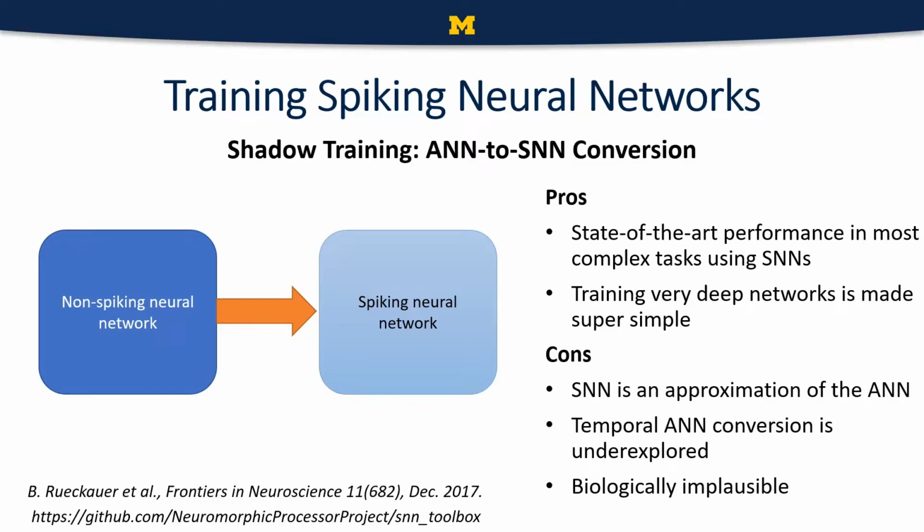Now, it's covered up by the Zoom banner, but it's biologically implausible. Our brains are not training an artificial neural network and then subsequently converting it into a spiking neural network. We don't have this pair of networks that are being converted, because that's just ridiculous. It doesn't make sense to do that.